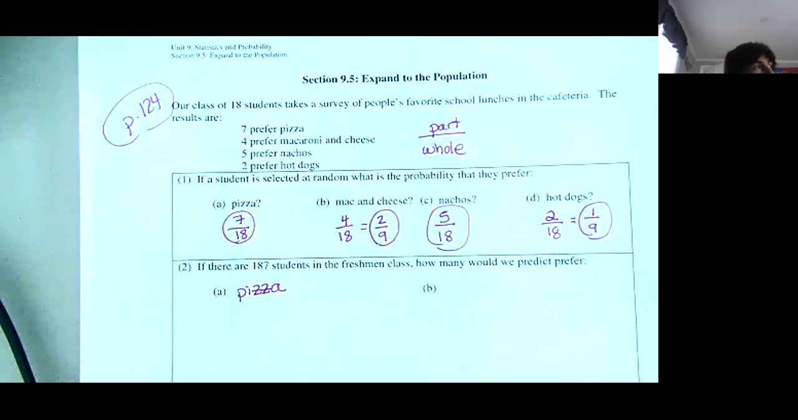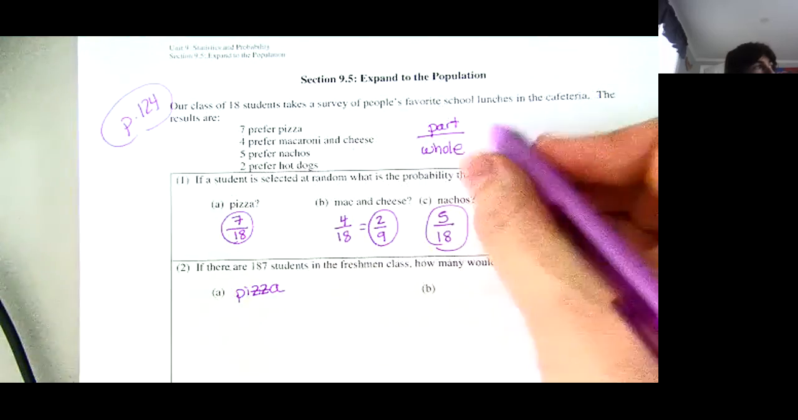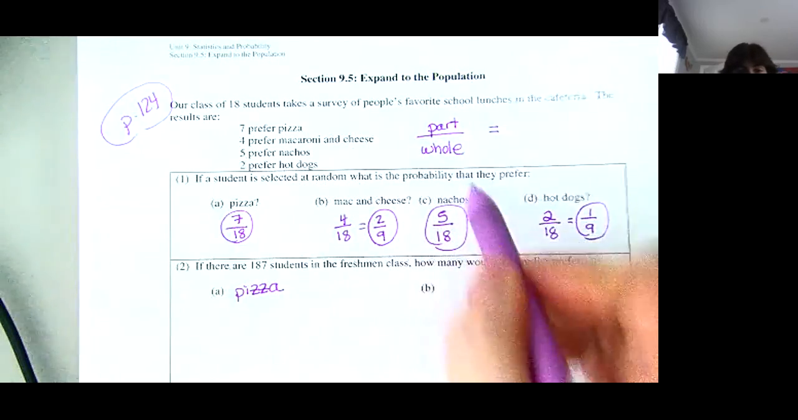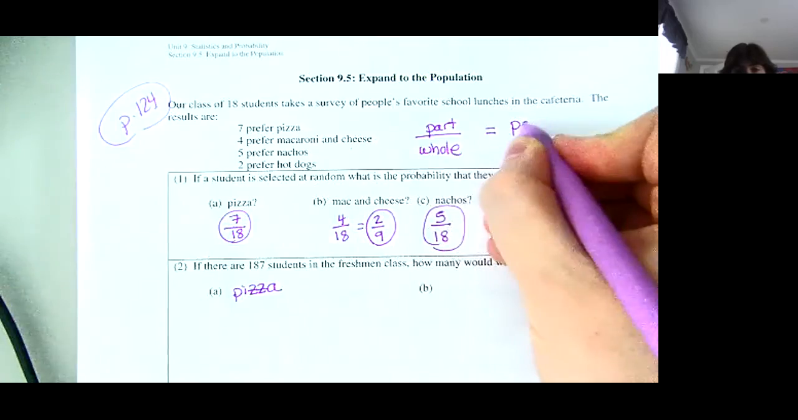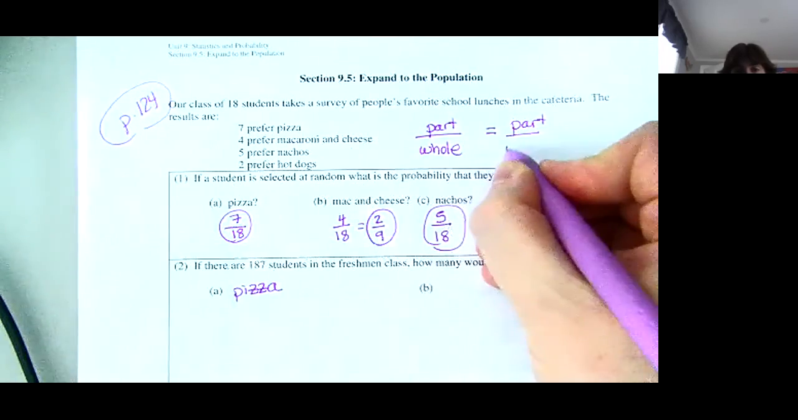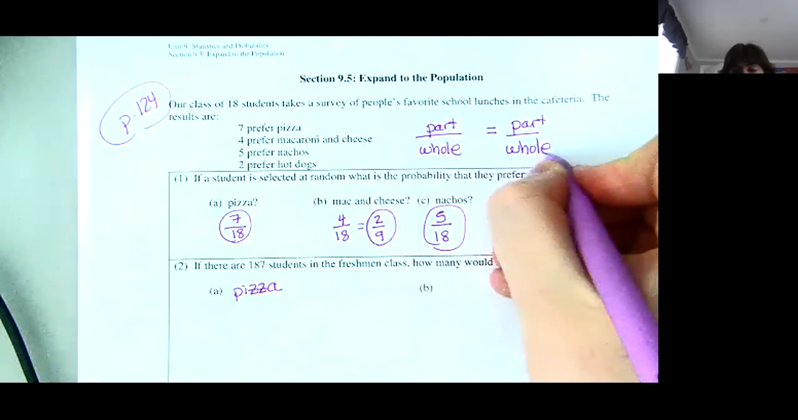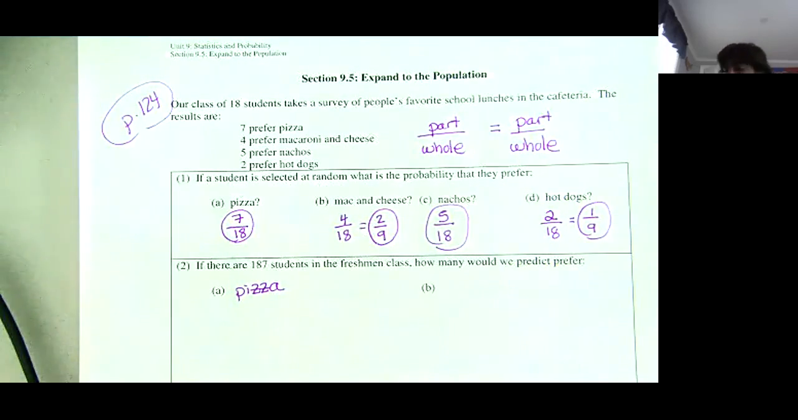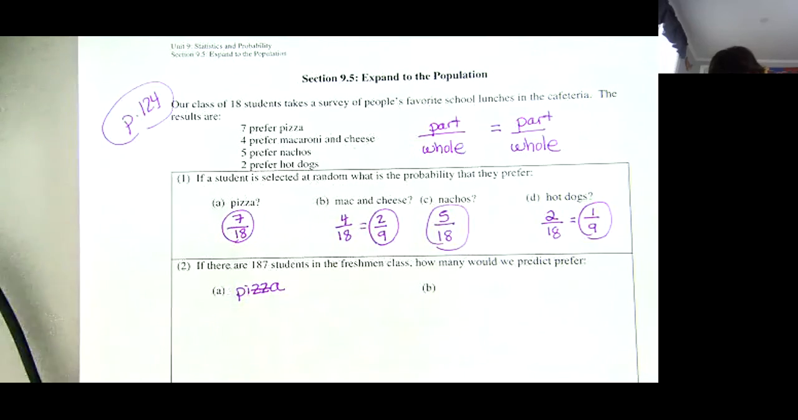And I'm going to make a sort of strange looking equation in the beginning. My equation that I'm going to use is going to be part over the whole equals a part over the whole. And here's what I mean by that. So first of all, let's add that into the top. Let's say part over whole equals part over whole. I'm going to try to make a prediction of how many students prefer pizza. What's the probability that someone prefers pizza? We know that, Chase.